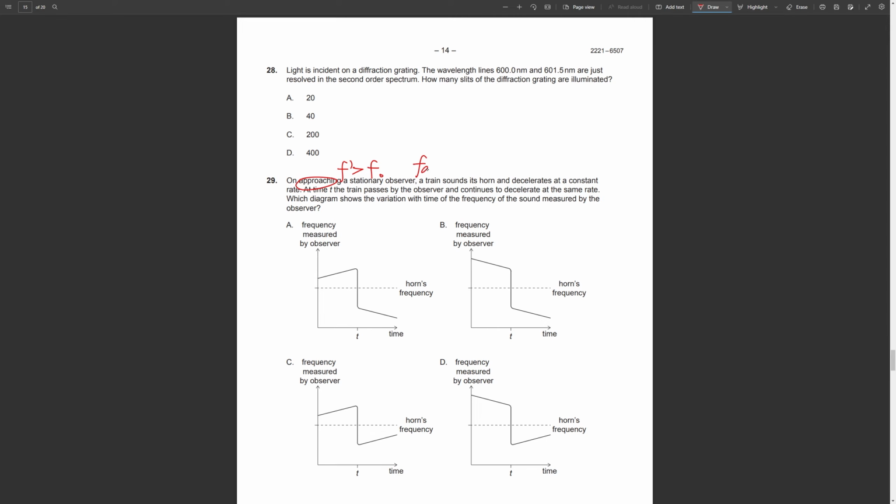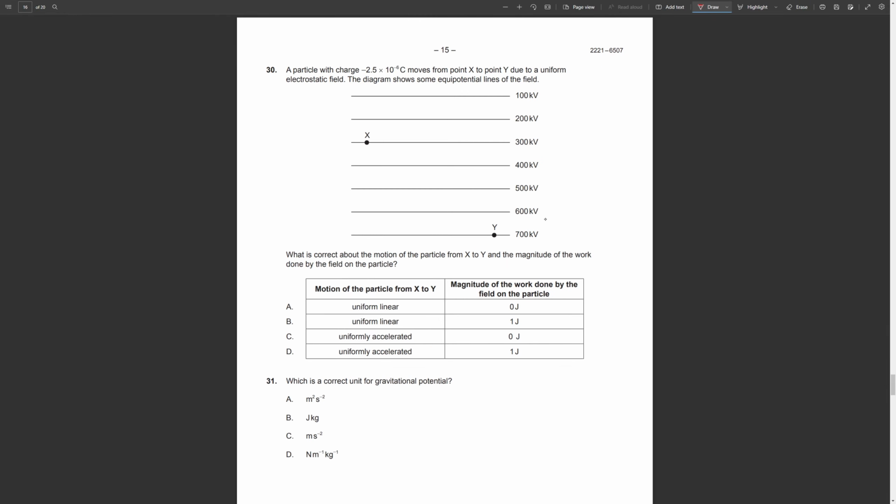Also, if there is a faster relative motion between the source and the observer, there will be a greater difference between the apparent frequency and the original emitted frequency. And this is a decelerating motion. Therefore, the initial speed should be very fast and the final speed would be slow. The initial difference would be great. Later on, it will be getting narrower until the measured frequency is the same as the horn's frequency, which is happening when it is stationary. The answer is D. Question 30.